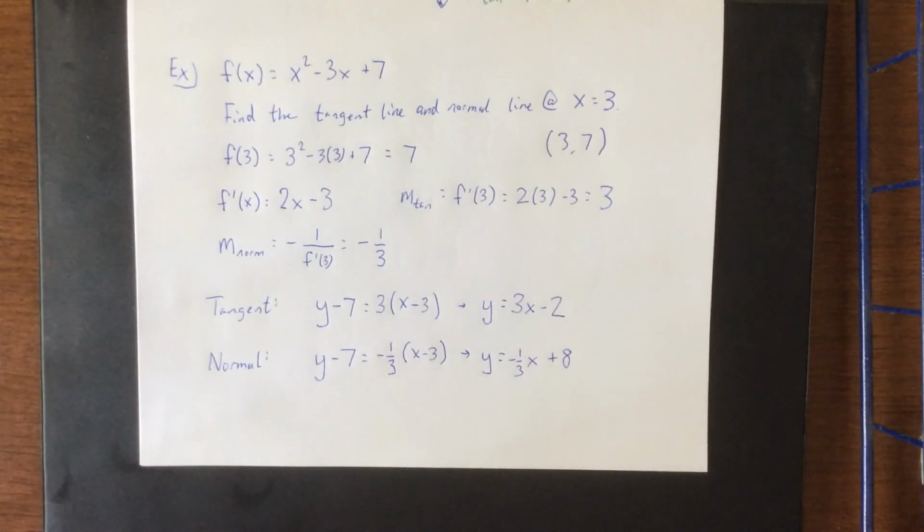So that's the process for finding both the equation of a tangent line as well as a normal line at a given point.